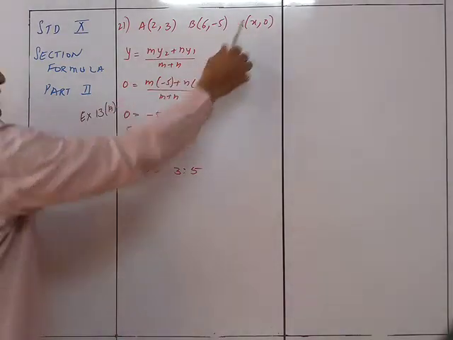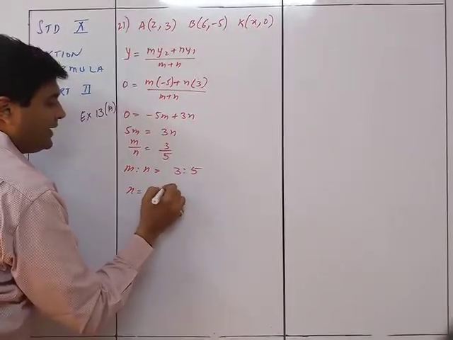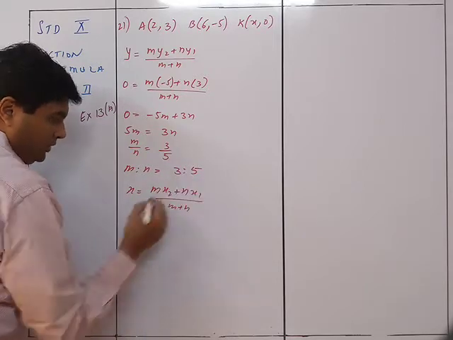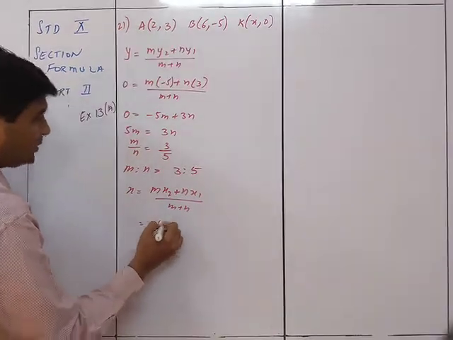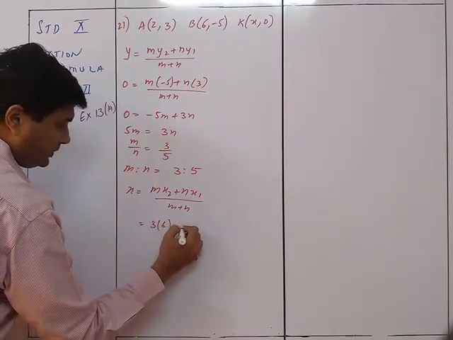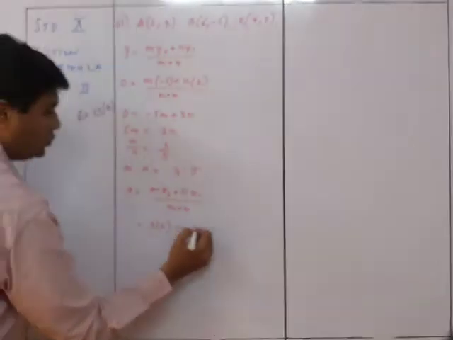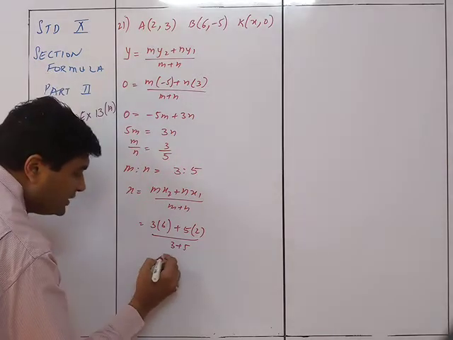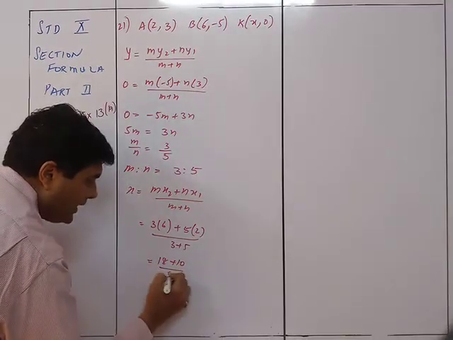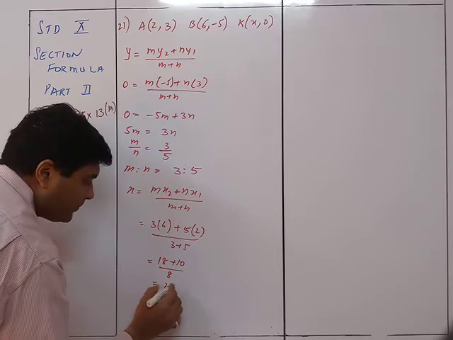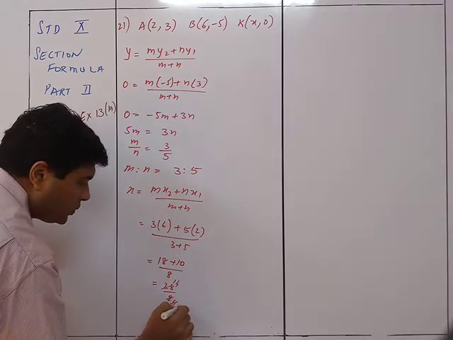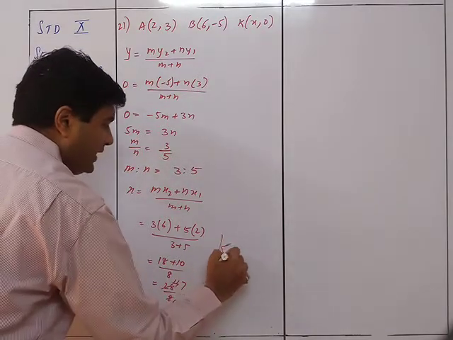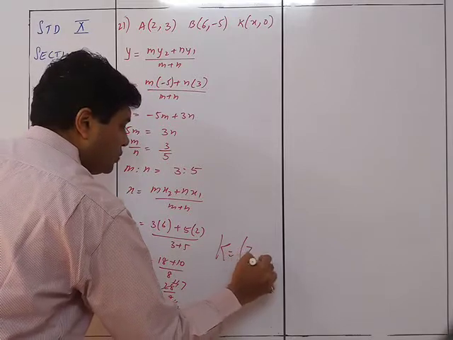Now we need to find out the value of K. So x is equal to (m x2 + n x1) upon (m + n). We have over here 3 into x2, which is 6, plus 5 into x1, which is 2, upon 3 plus 5. So it is 18 plus 10 upon 8, which is 28 upon 8. So that's 14 upon 4, and 7 upon 2 is the value of x. Therefore K is equal to (7 upon 2, 0).